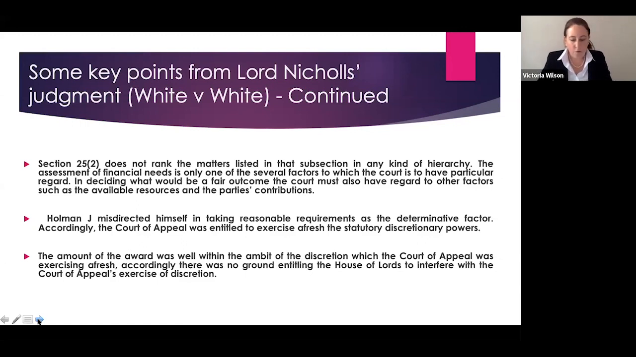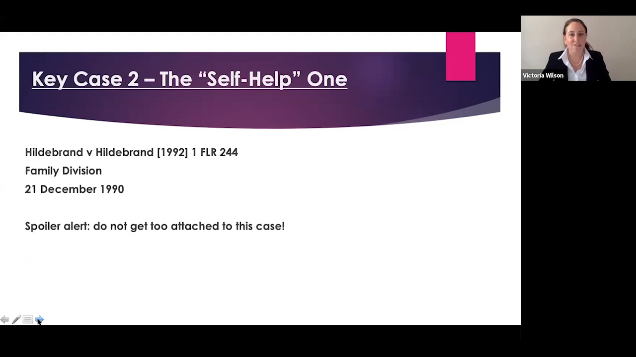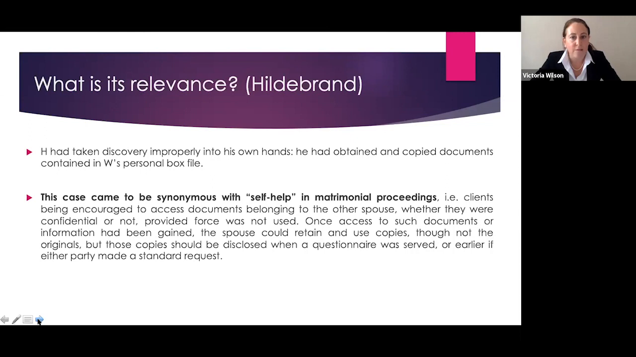Now we're going to move on next to key case 2. This is called the self-help one. Now I'm going to give you the spoiler, you see, that don't get too attached to this case of Hildebrand. I'll tell you a bit about it and it will become apparent why you shouldn't get too attached to it. So let's look at its relevance now.